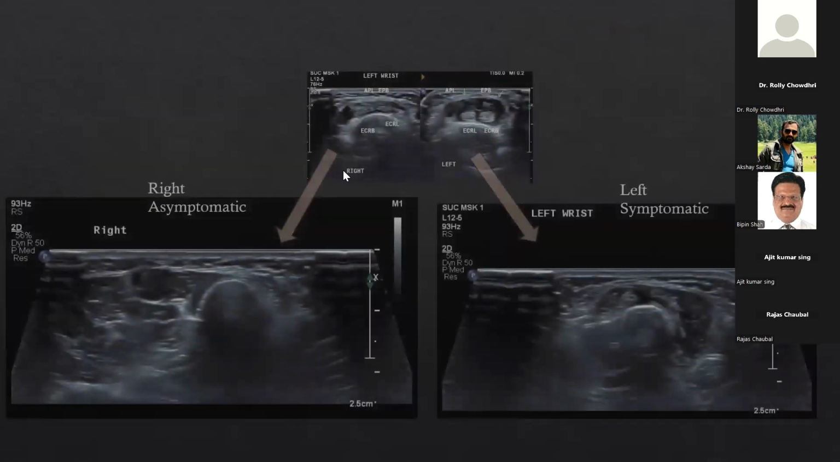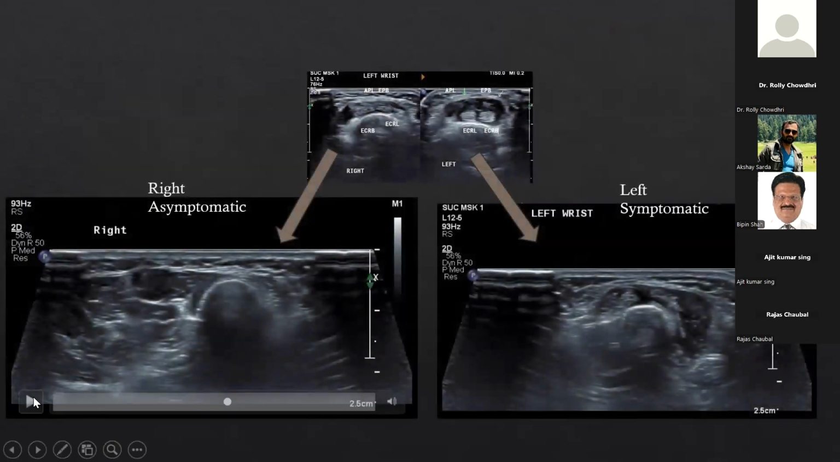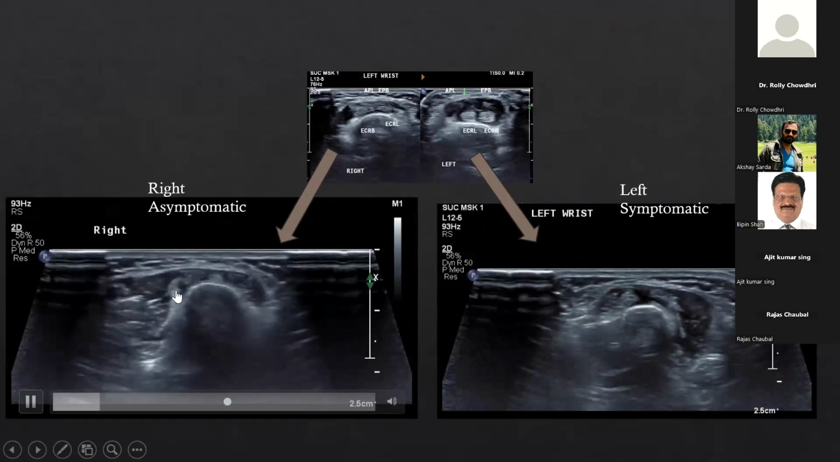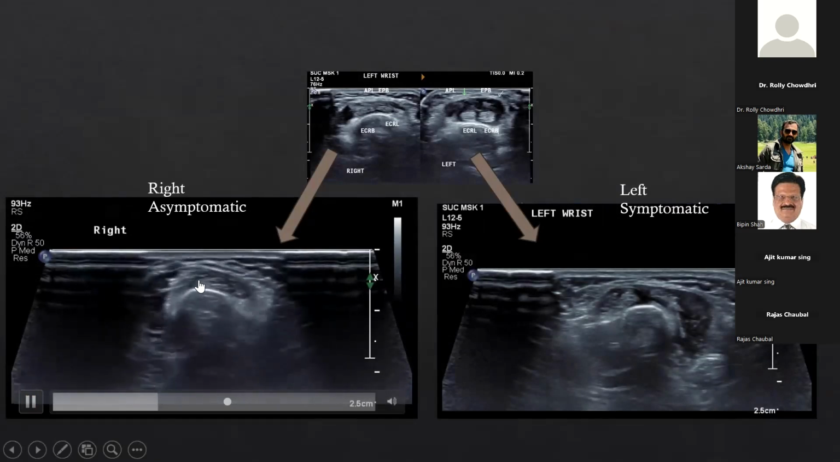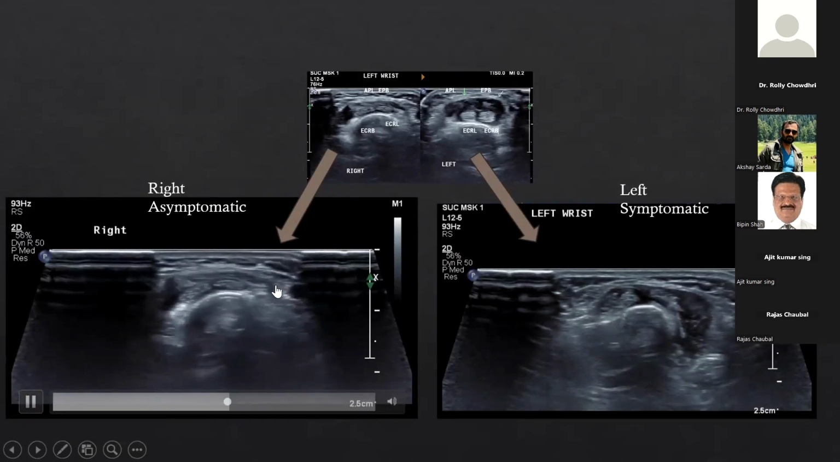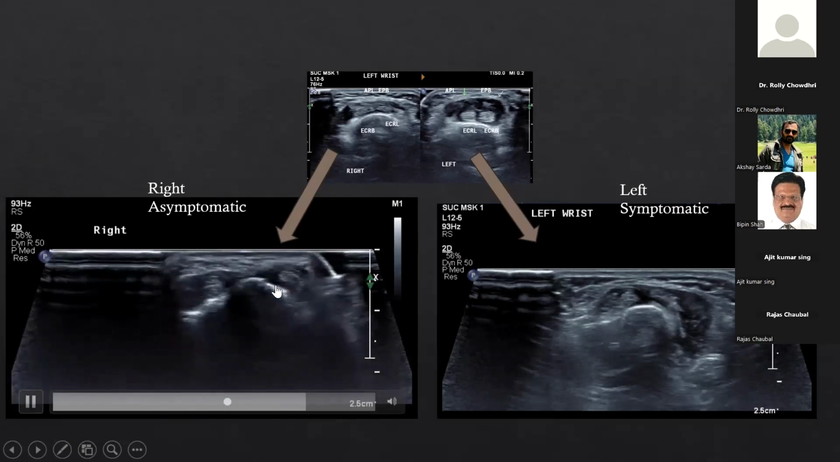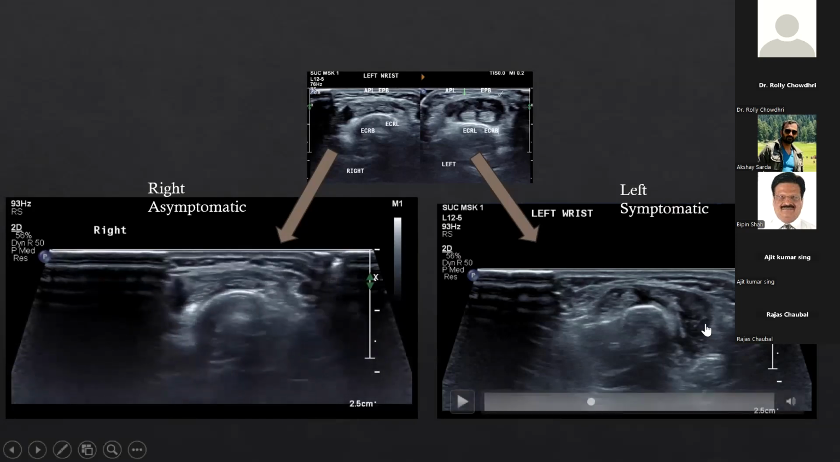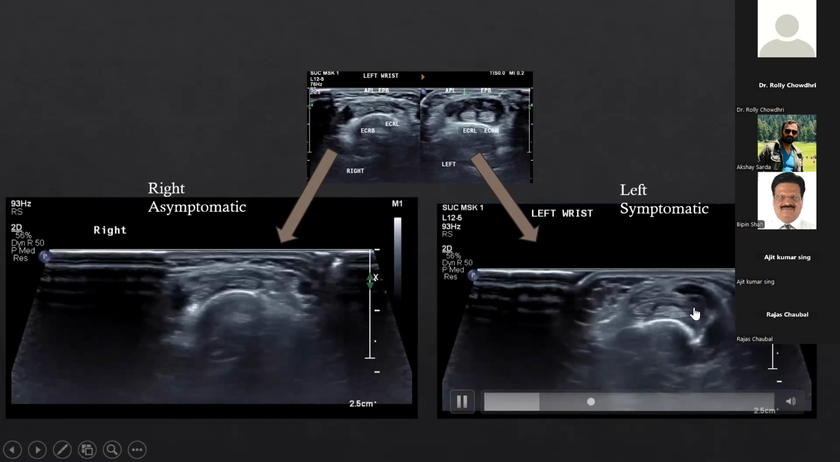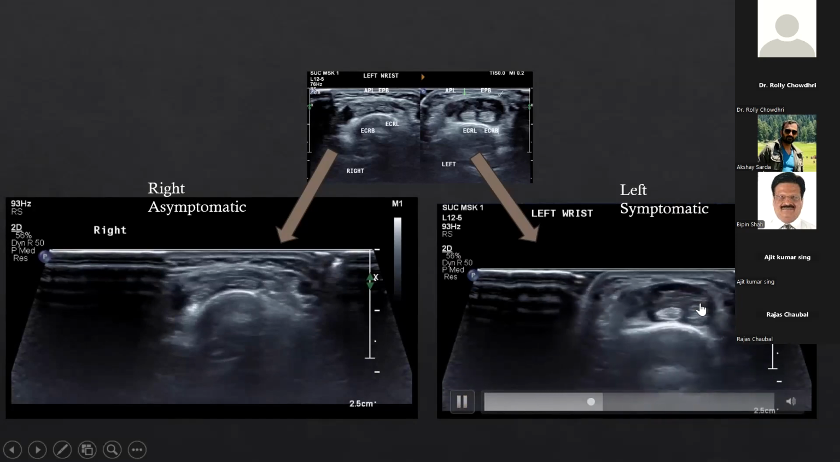So that's your normal asymptomatic right side. You can see the first compartment tendons. This is the second compartment smoothly crossing over, and there is no edema, no thickening, no inflammation. If we go to the symptomatic side, there is significant thickening and bulkiness of the tendon. You can see the peritendinous hypoechogenicity in the first compartment as well as second compartment tendons.